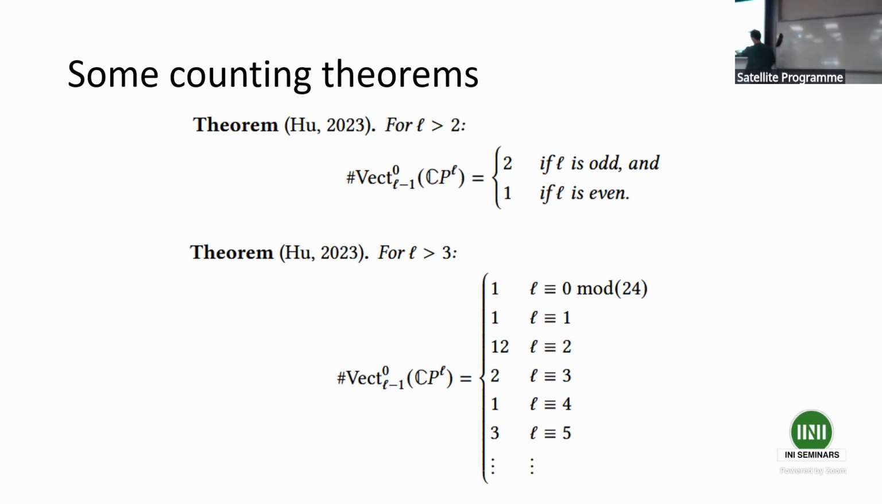And then there is this theorem, which I've sort of indicated, but is spelled out in full in the paper. If you go one further, this should be an L-2. I did a careless copy paste. So the next case, the rank L-2 vector bundles on CPL enjoy a 24-fold periodicity, and there's a list of numbers which is given in the paper. This is how many of them there are.